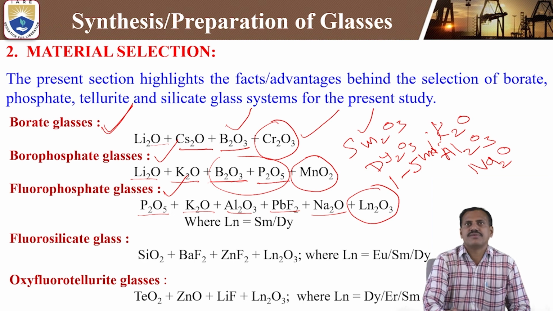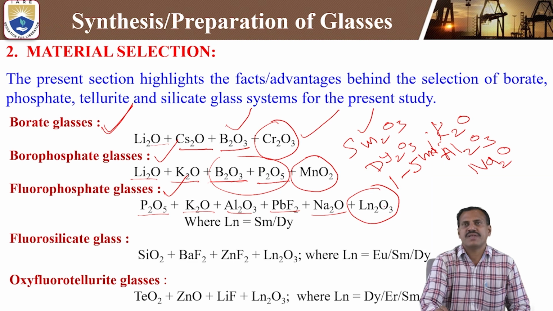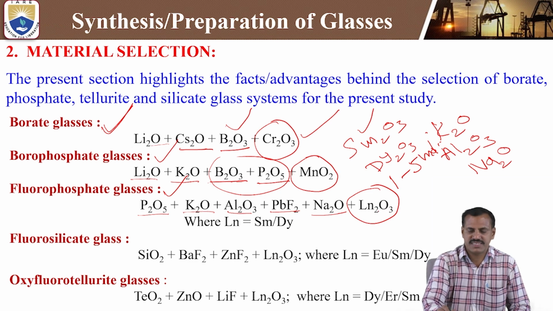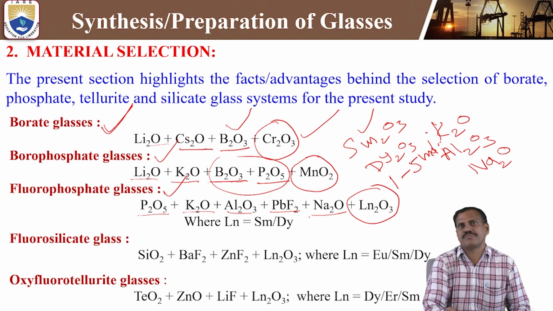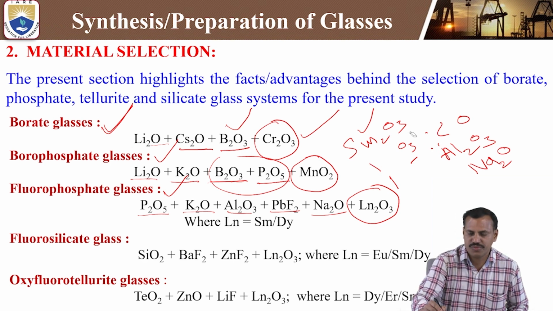So the major composition is P2O5, phosphorus pentoxide, and lead fluoride. These are the major glass formers. Next, the glass modifiers are potassium oxide, aluminum oxide and sodium oxide, and the dopants are lanthanide oxides, samarium and dysprosium. The concentration of rare earth ions should be in the range of 1 to 5 mole percentage in the preparation of fluorophosphate glasses.